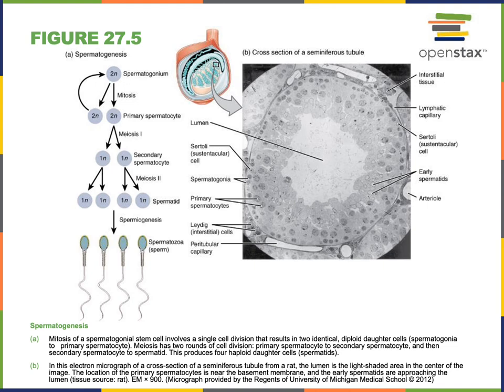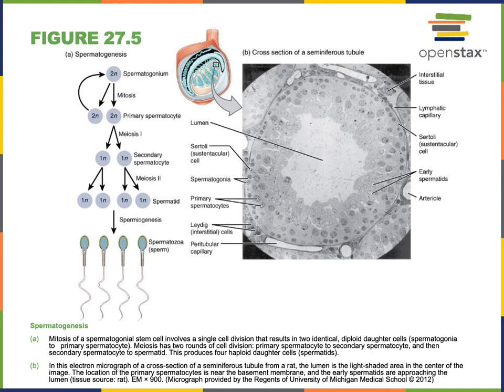The other type of cell that's found in a seminiferous tubule is known as a Sertoli cell. The Sertoli cells are surrounding the spermatocytes within the seminiferous tubule, and they function to help support the process of spermatogenesis. The Sertoli cells produce a hormone known as inhibin that will be important for regulating the production of another hormone from the anterior pituitary known as follicle stimulating hormone.